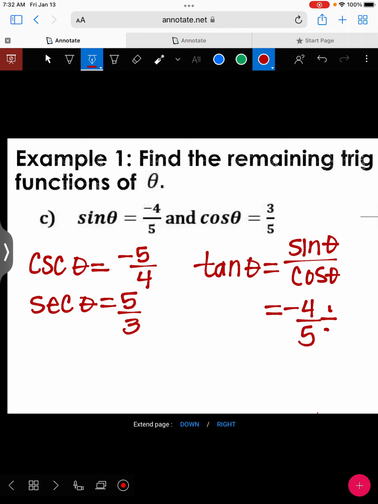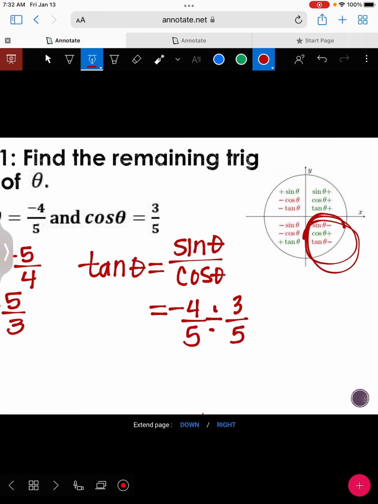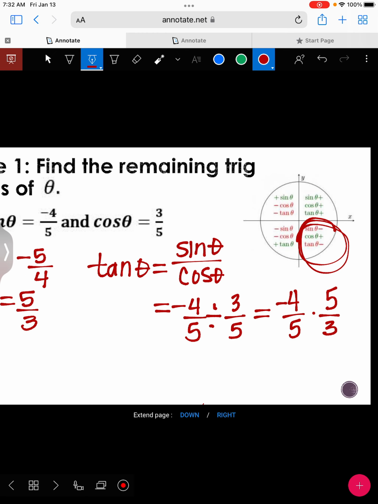Okay. So for tangent, we're going to take our sine, which is negative 4/5, and divide that by cosine, which is 3/5. So we do our keep change flip. So that becomes negative 4/5 times 5/3. And your 5's cancel. So you should get negative 4/3.